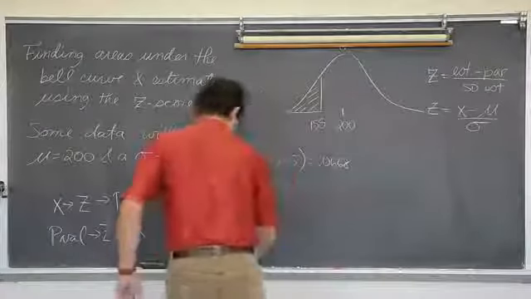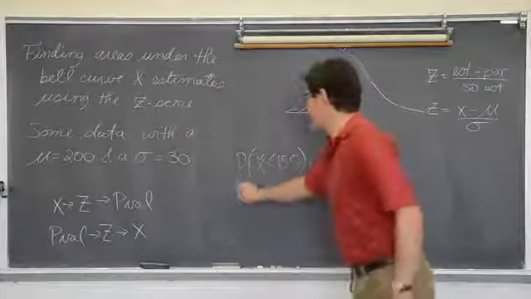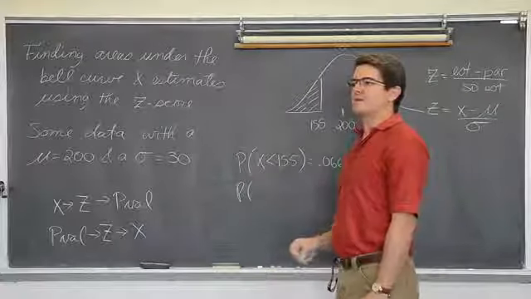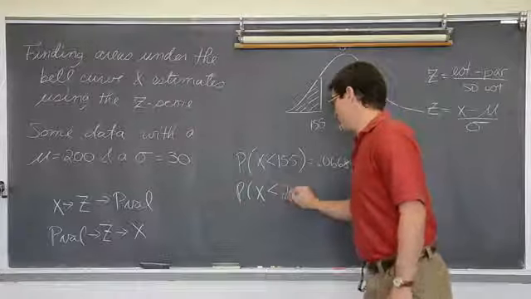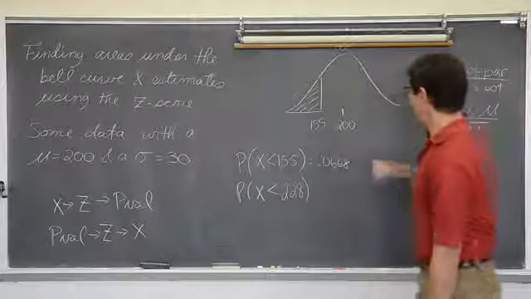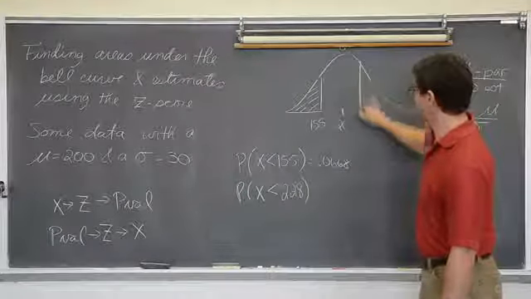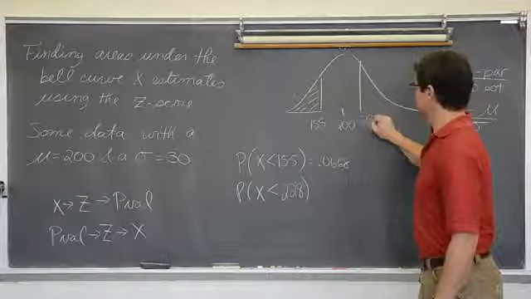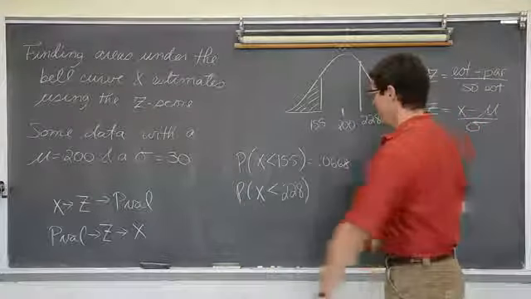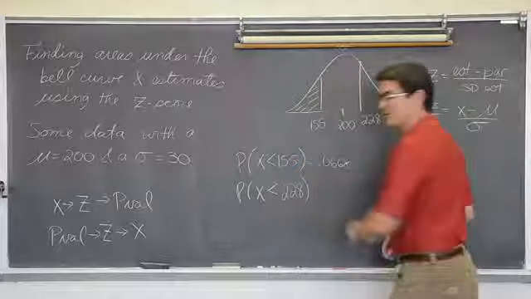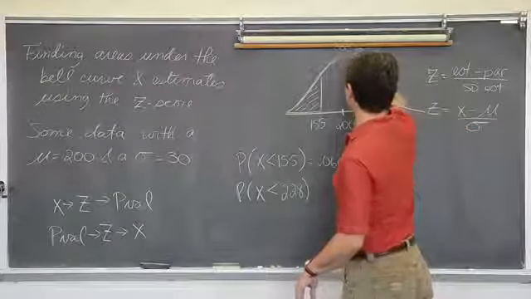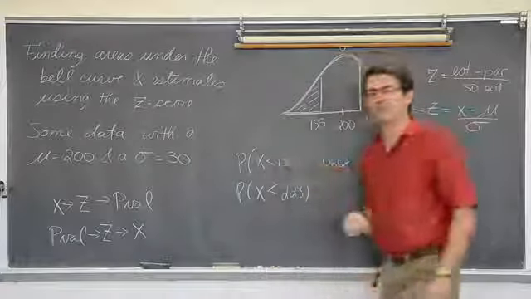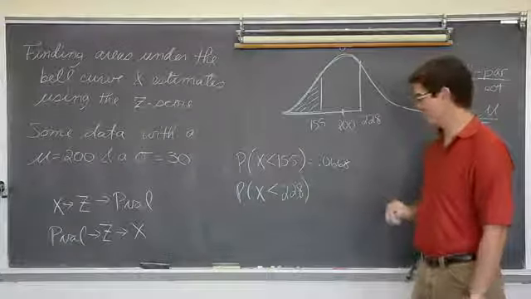Let's take a look at another value. Let's say that I want the probability that x is less than 228. Well, 228 is over here somewhere. This is just a sketch. And I want to find the area to the left of 228. So I'm going to be looking for this area all the way on the left-hand side of this normal density curve.